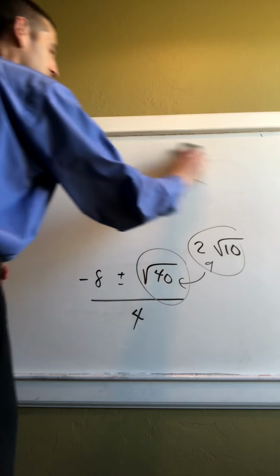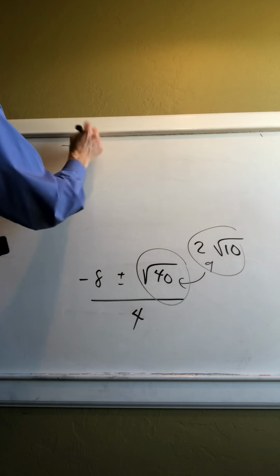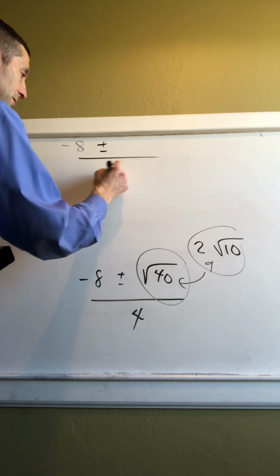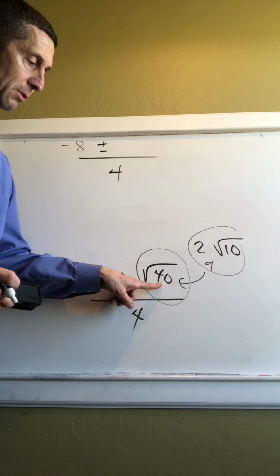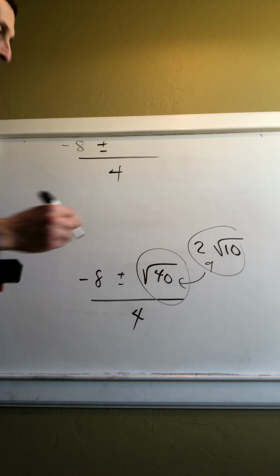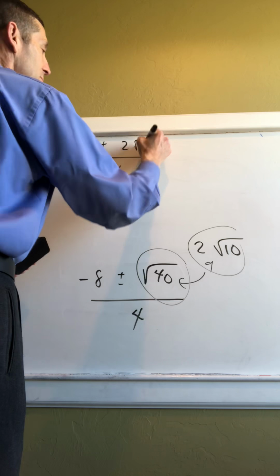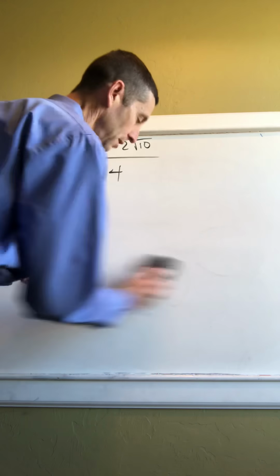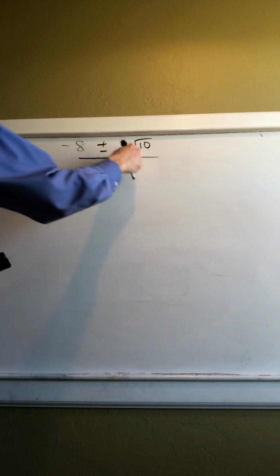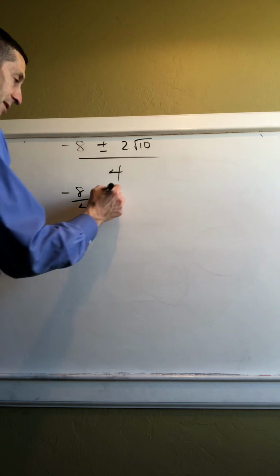All right, let's finish this problem up. So we had negative 8. We had plus or minus. All this was over 4. It was square root of 40. We did that factor tree magic. Changed it to 2 square roots of 10. Okay, let's run the split. Negative 8, 2 square roots of 10. Run the split.